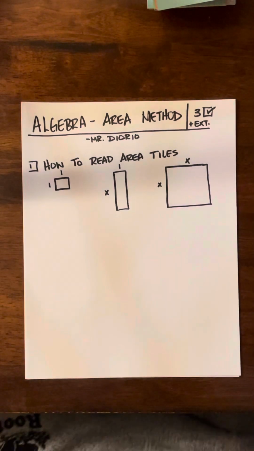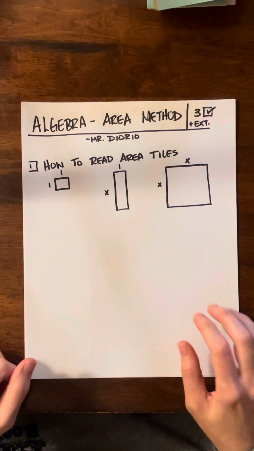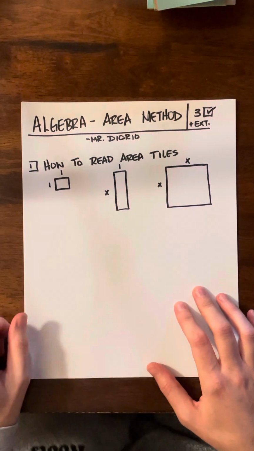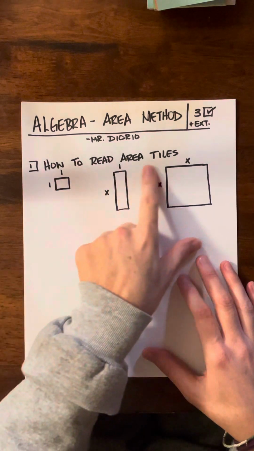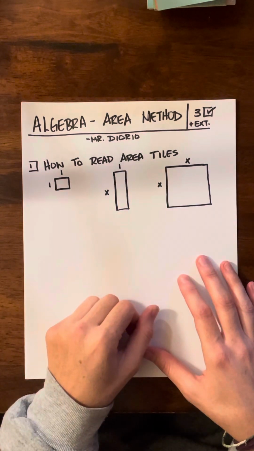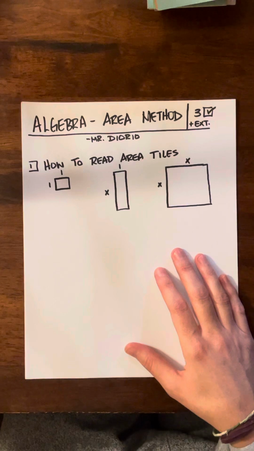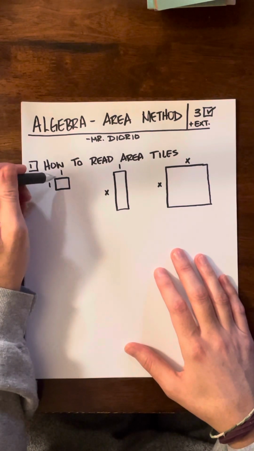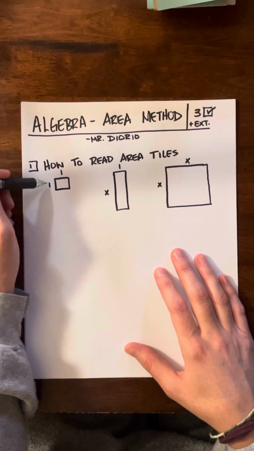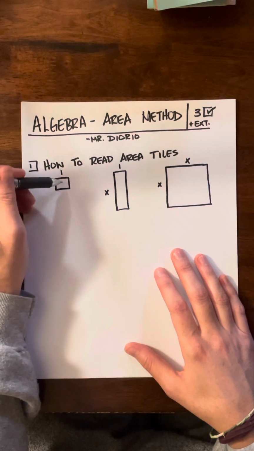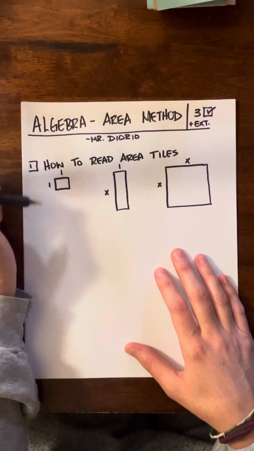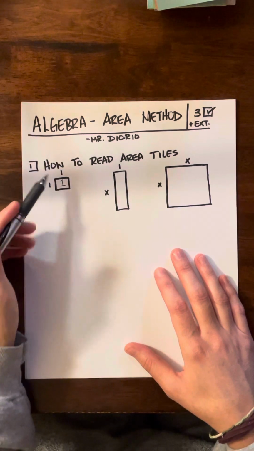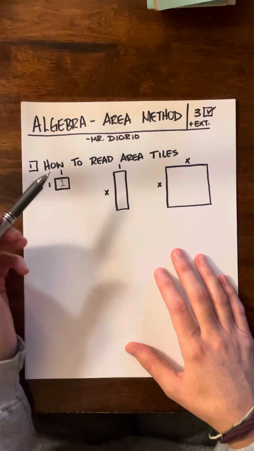Okay, welcome class. Today we will be doing an activity involving the area method. But first I want to show you how to read area tiles, which are also known as algebra tiles. Over here, we have a small box, and each side is represented by a number. This side is 1, and this side is 1. To get the area, we multiply them together, so 1 times 1 makes 1. So when you see our small boxes, they're going to represent 1.